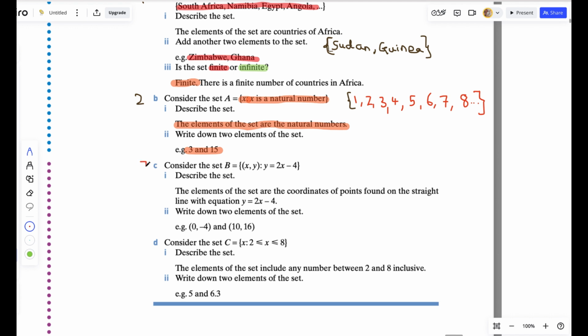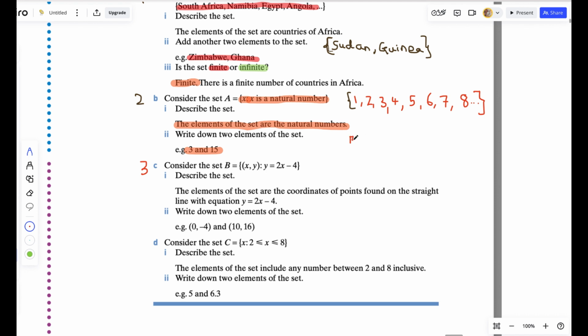Question number 3. Although the textbook calls it C, it's question number 3. Consider set B equal to {(x, y) : y = 2x - 4}. So this one, they gave us an equation, and they want us to describe the set. So to describe the set, they describe set B.